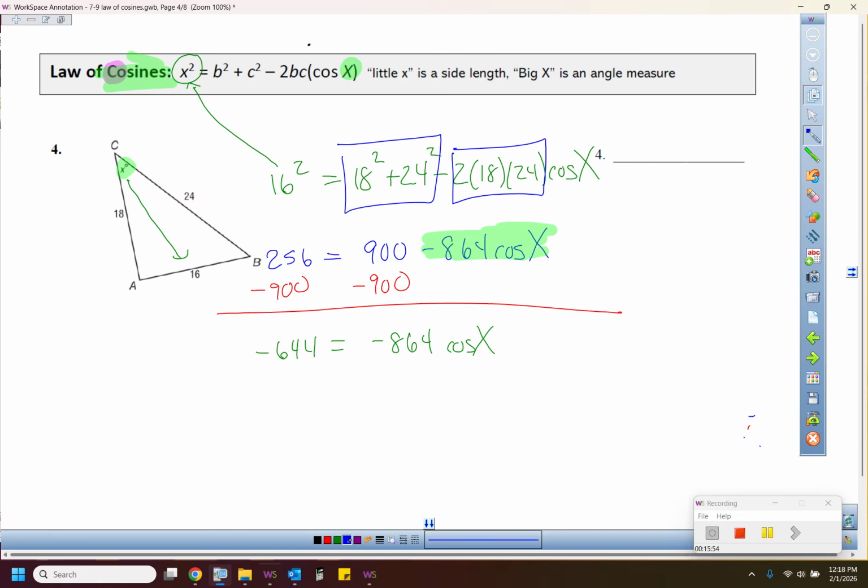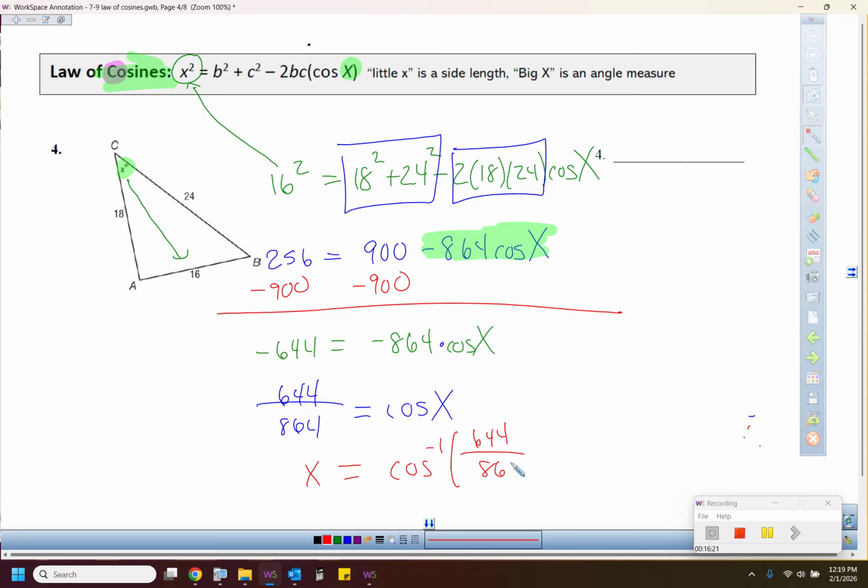And we will divide both sides because there's multiplication going on between those. So 644 divided by 864. Notice I did the negative over the negative and made him positive right away. It's like, dude, that totally reduces. Who cares? Because we need to solve for this angle measure, which is time for the inverse. X will equal the cosine inverse of 644 over 864.